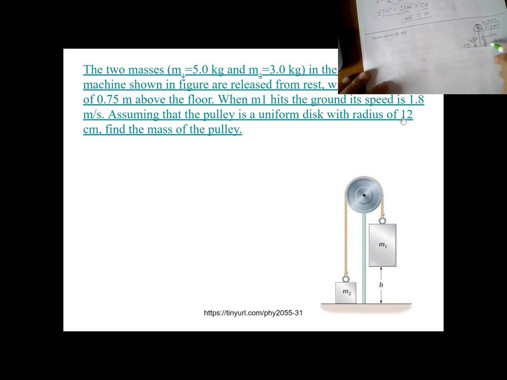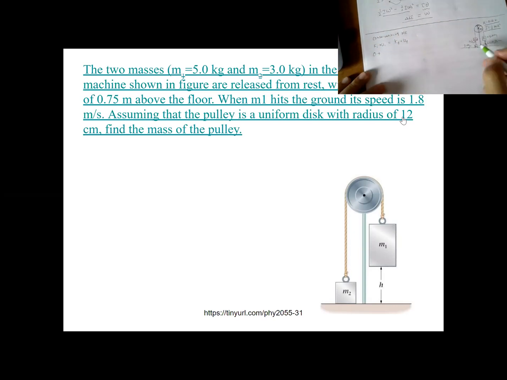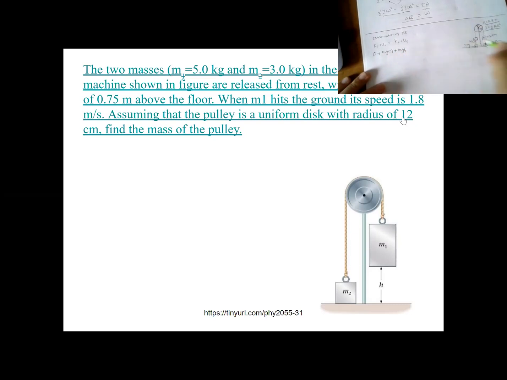So initially, for the initial status, the kinetic energy should be 0, because the system starts from rest. So Ki plus Ui is equal to Kf plus Uf. Ki is 0 plus, we are going to take this as the ground level of potential energy. So then m2gh for m2 will be 0 plus m1gh, where h will be that guy, the 0.75.